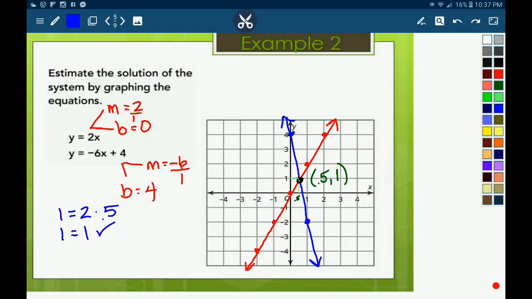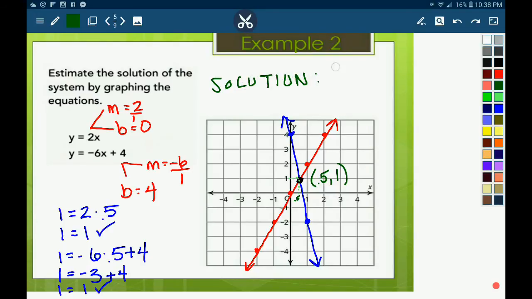Let's check the second one now. y is 1. Equals -6 times x, which is 0.5, plus 4. Well, -6 times 0.5 is -3, and -3 plus 4 is equal to 1. So it worked in the second equation. So I know that my solution here is (0.5, 1).